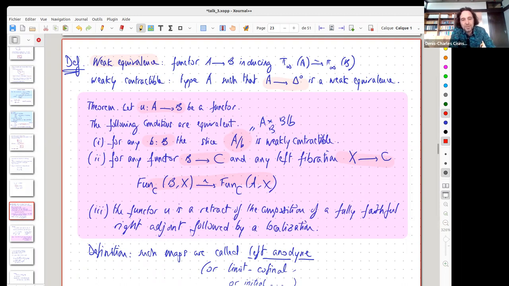And then the third one is a way to say, how can you construct such things? You could look at maps which are retracts of a composition of a map which is a fully faithful right adjoint, followed by a map which is a localization that is obtained by inverting a bunch of edges. So the third one is nice because it tells you how to construct them. And essentially, it says that this process constructs all examples you could dream of. And to fit with the terminology we have for quasi-categories, we could say these things are left anodyne, or limit cofinal, or initial, depending on your taste, background, or what you want to do.